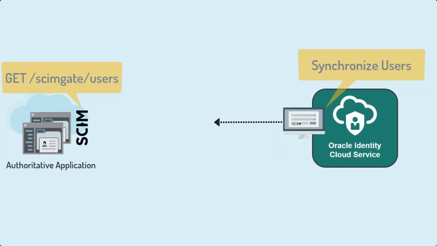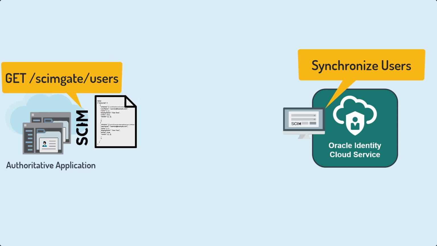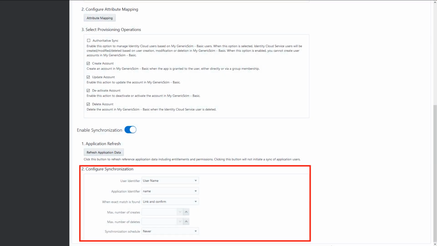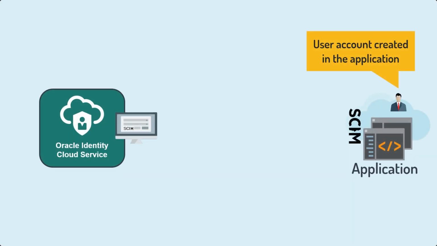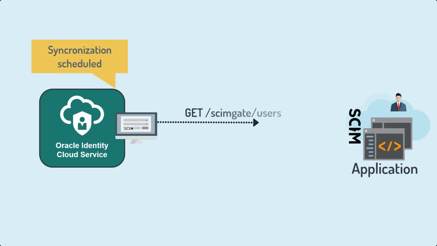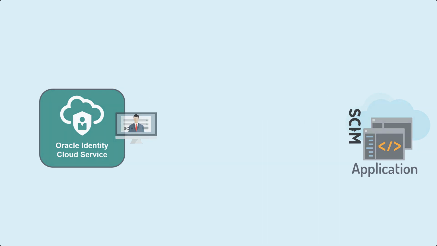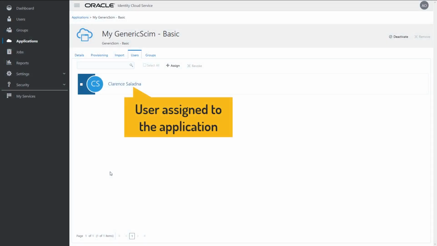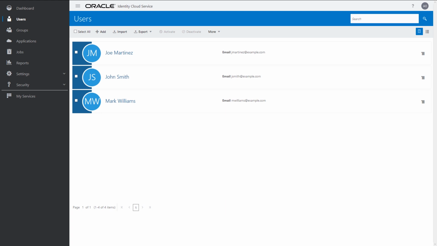If so, then the application's SCIM REST API is used to collect user information from the application to create users in Oracle Identity Cloud Service. The generic SCIM templates support synchronization of user accounts. This means that when a user account is created in the application, Oracle Identity Cloud Service polls the application's SCIM API, collects this account, and links the user to the account by assigning the user to the application. Let's see the generic SCIM template in action.